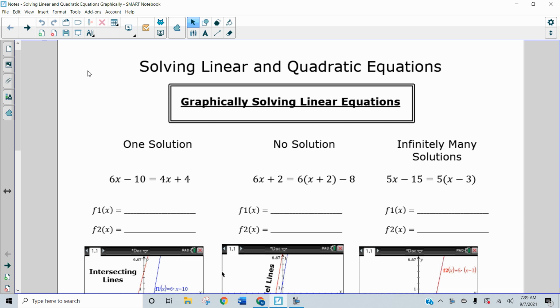Ortiz, and our focus today is solving linear and quadratic equations. And our focus is going to be graphically solving these, where as we go through the year, we're going to learn how to do it algebraically again and get exposed to some other methods as well.